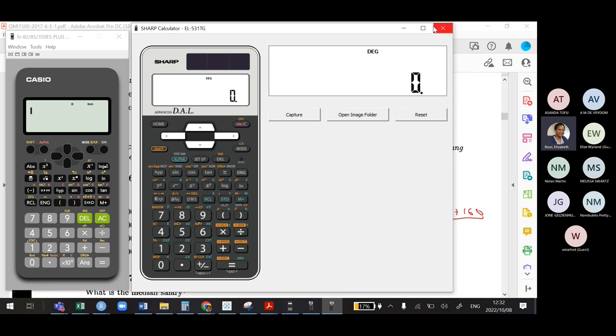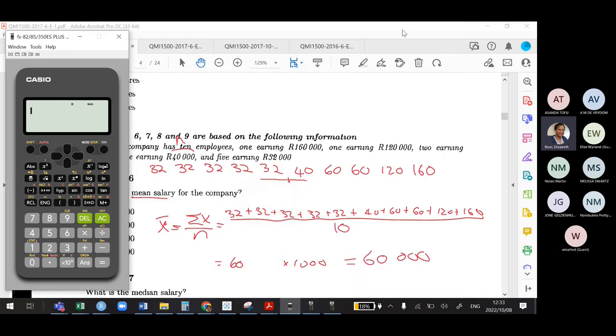So those who have a scientific Sharp calculator or those who have a financial maths calculator, don't panic, don't worry. They will use the same method. We will follow the same process with the same calculator that I will show you.